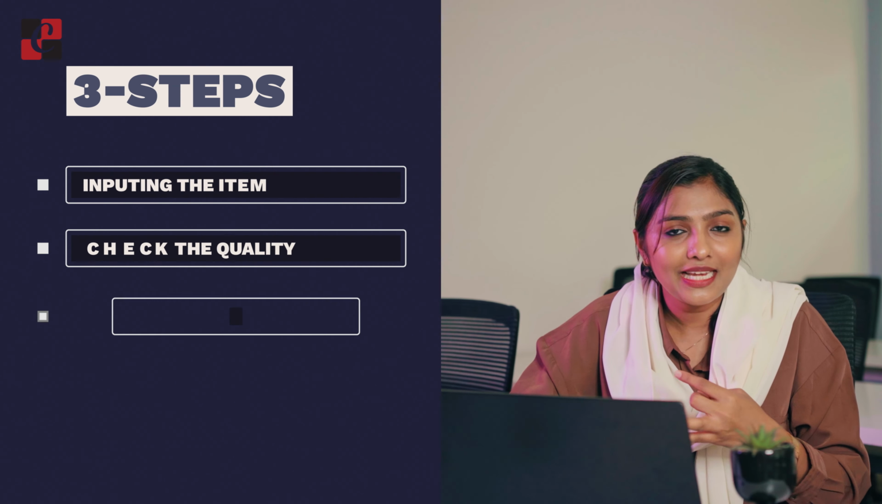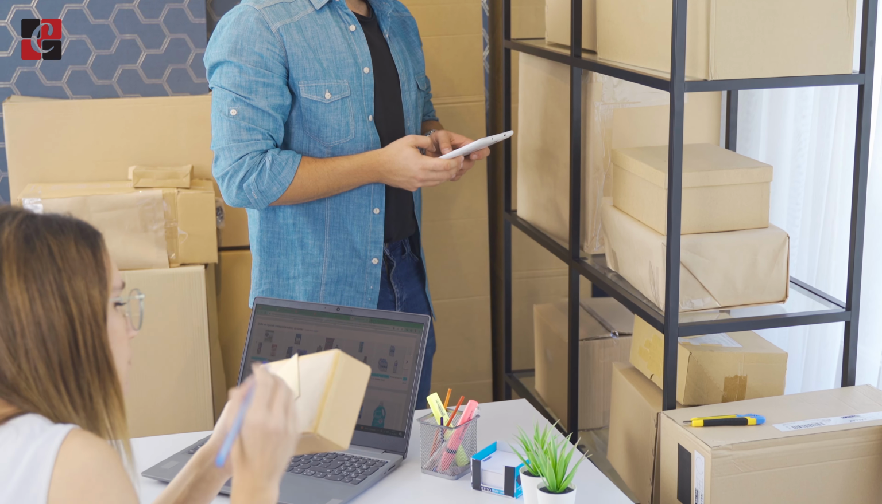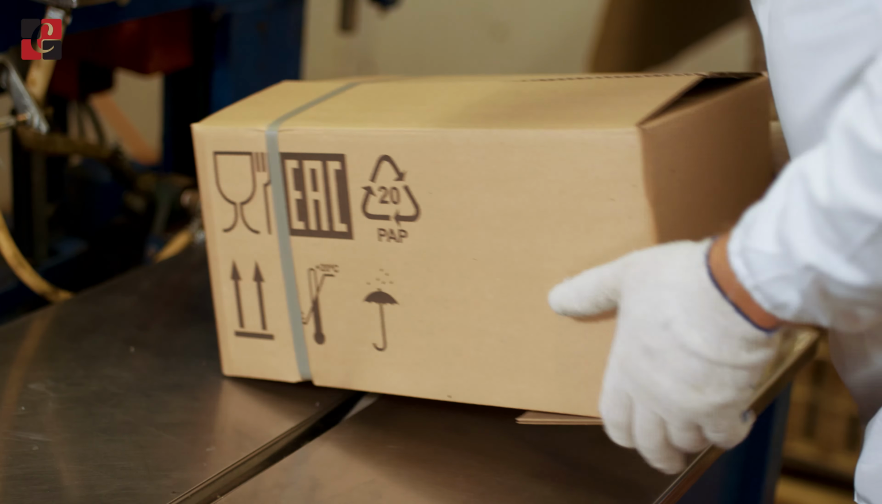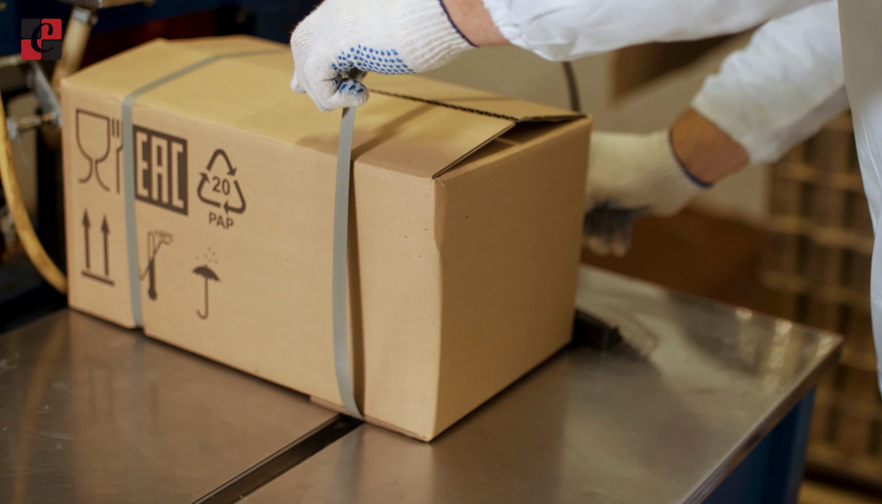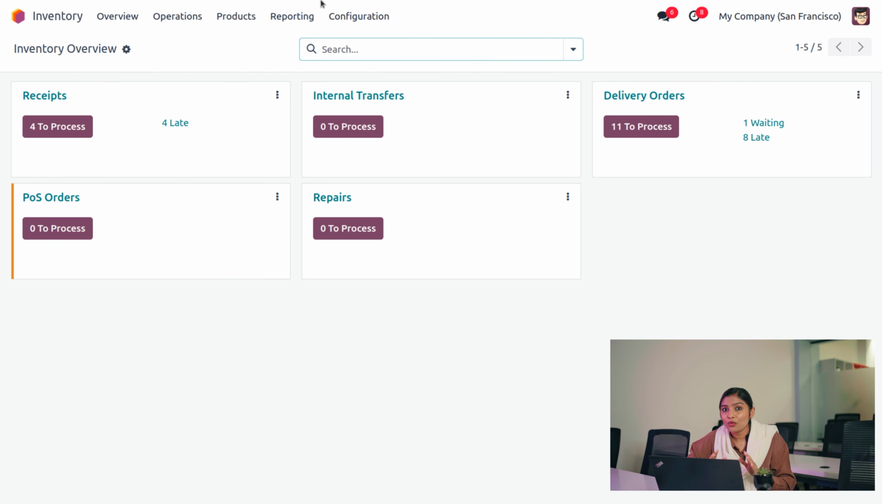Let's say we have just received an order from the customer for drawer black and we don't have sufficient quantity. So first we need to keep the product in our stock. Using the incoming shipment, in 3 steps, first we will be inputting the item, then we have to check the quality, and finally we will be keeping the item in the stock. And once the product is in the stock, we have to deliver the item to the customer. In order to deliver, we have to pick the item from the stock, then pack that, and the last step will be to deliver the item to the customer. So this can be easily managed in the Odoo inventory module.